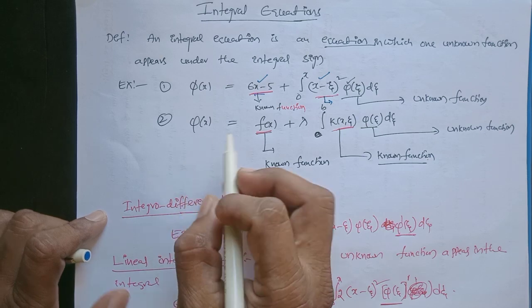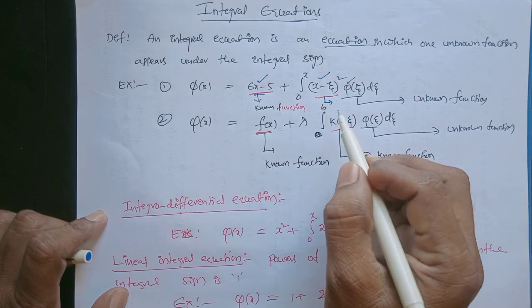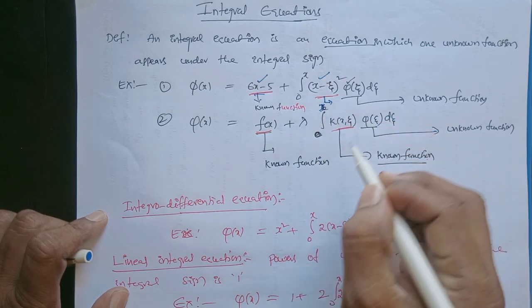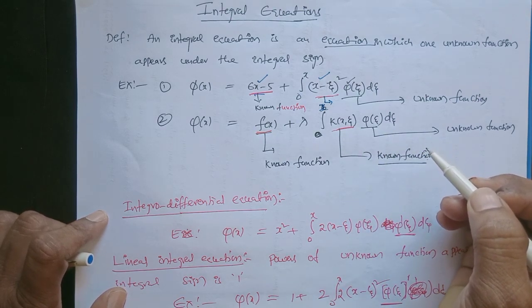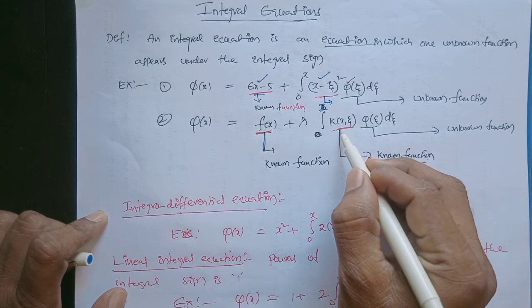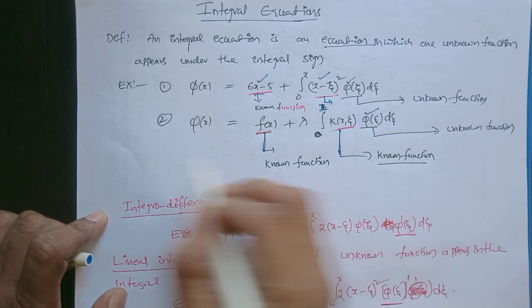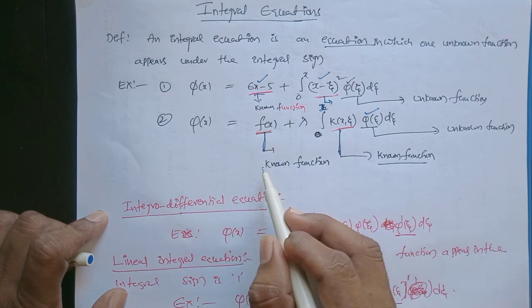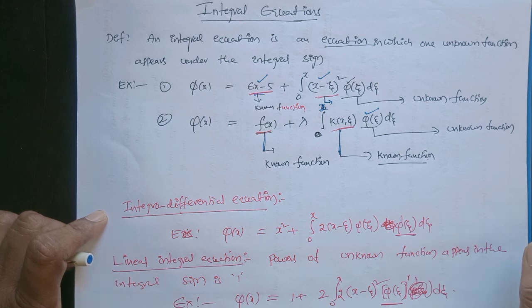Now come to the second example. Phi of x is equal to f of x plus lambda times the integral from a to b of k of x, xi, phi of z dz. It is also another integral equation. Here k of x, xi and f of x are known functions, which are given in the problem, but phi is not given. F and k are known functions and phi is the unknown function, so we call this an integral equation.